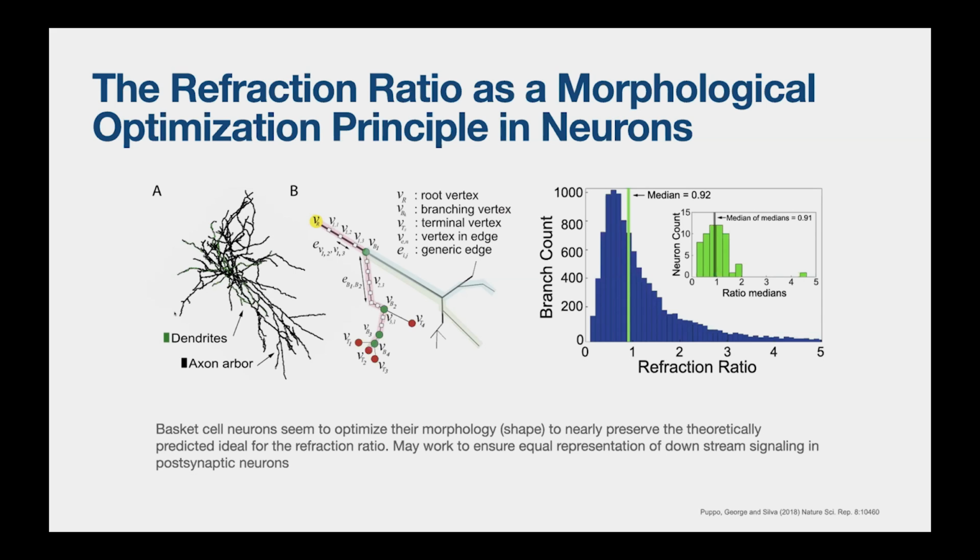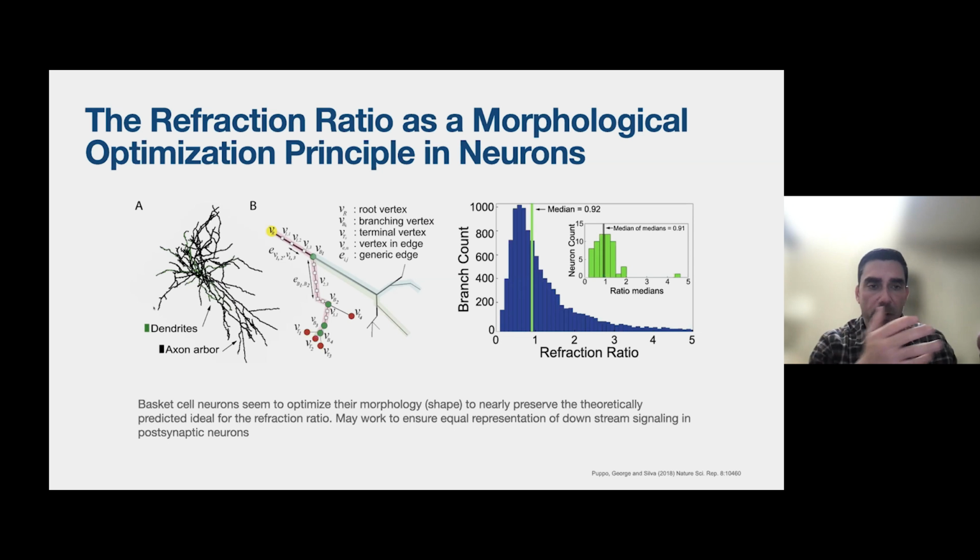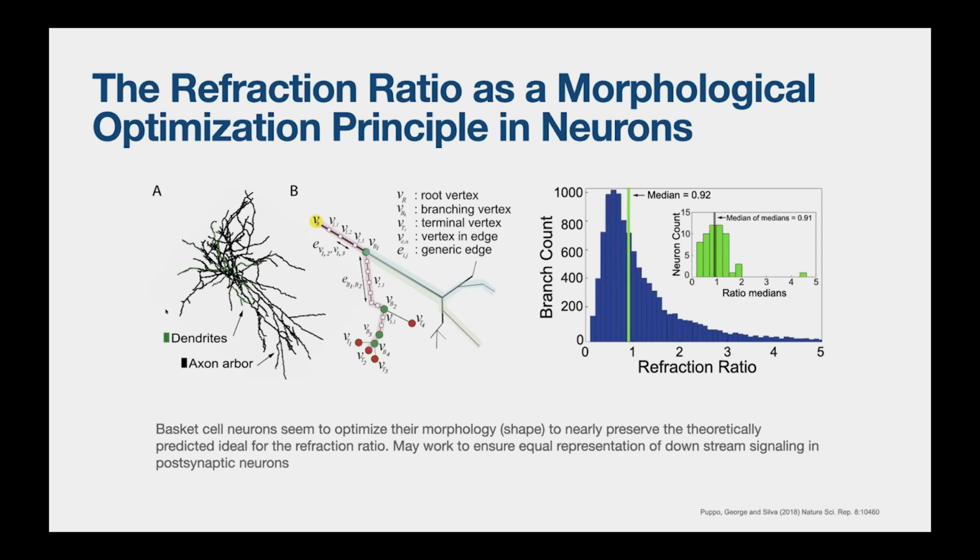We calculated the refraction ratio because the theory predicts that an optimal refraction ratio, this balance between global dynamics and local dynamics, should approach unity. That reflects a good balance between the two. And it turns out that, at least in this reconstructed data set, basket cells seem to optimize their morphology. They optimize their shape to preserve this refraction ratio, which was a really cool result.